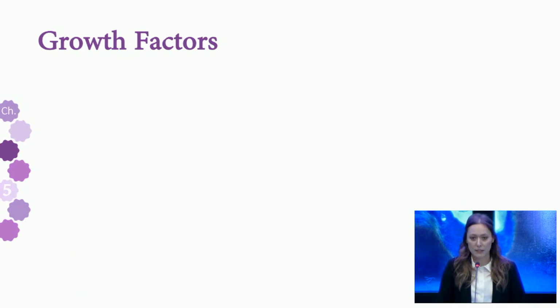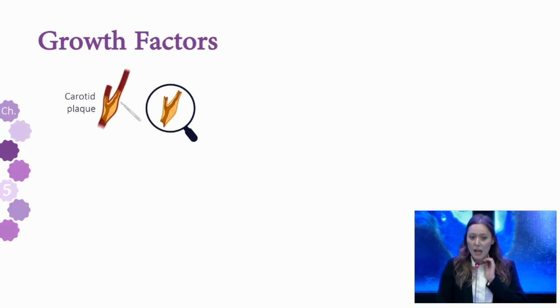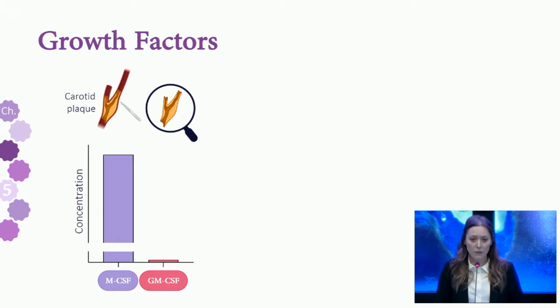We were also interested if MCSF and GM-CSF can be found in the plaque. For this, we used plaque from the carotid artery in the neck that was removed from patients during surgery. And then we measured the levels of MCSF and GM-CSF. We found that the level of MCSF was much higher than the level of GM-CSF.